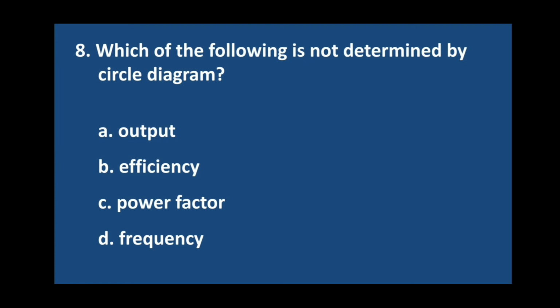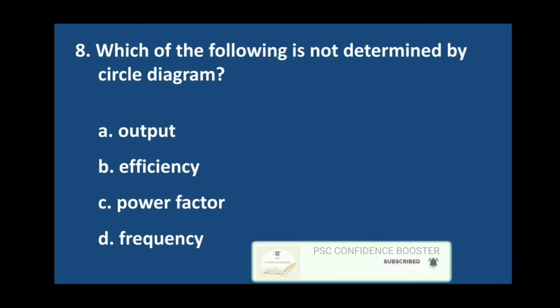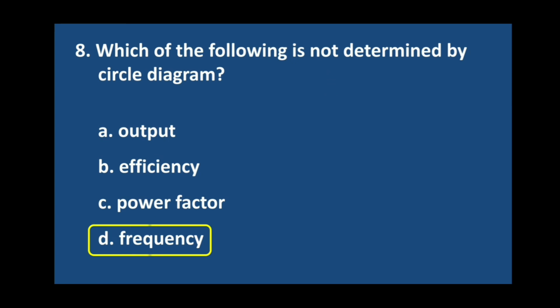Question number 8. Which of the following is not determined by circle diagram? Answer is option D, frequency.